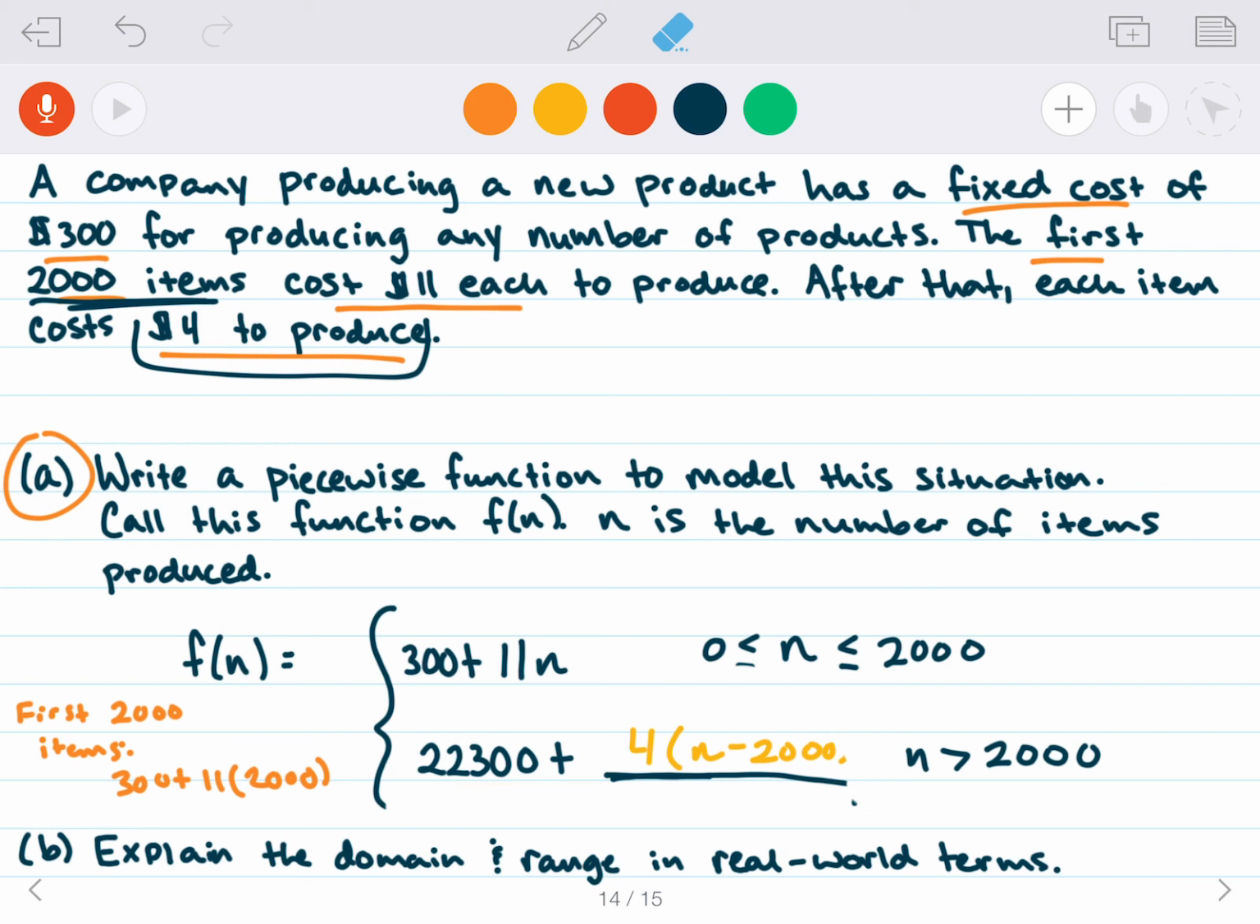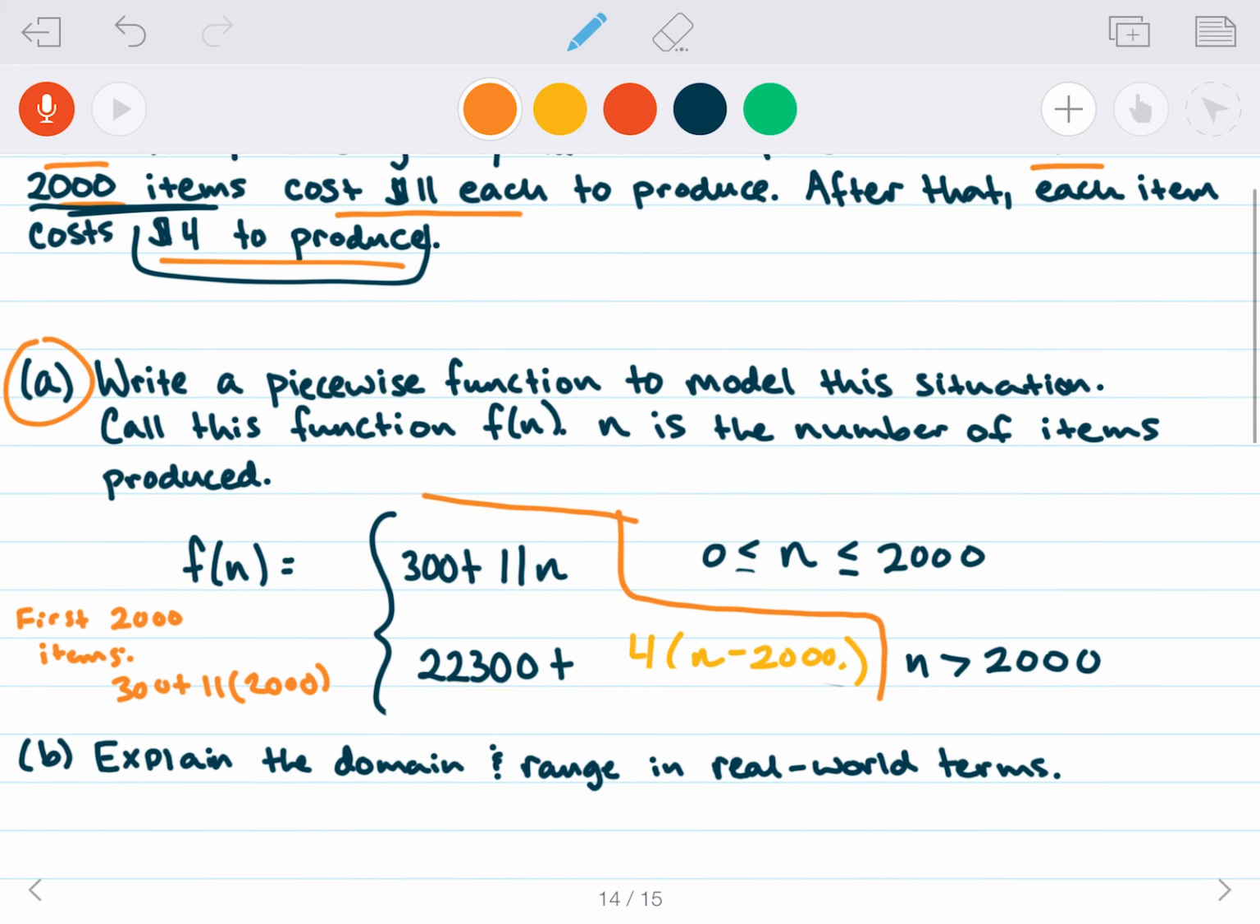So there we have it. We have our rule right here, and then on the right side we have our 2 domains. Okay, so it says explain the domain and range in terms of real world terms. So what we can do is we can just put this in Desmos first.